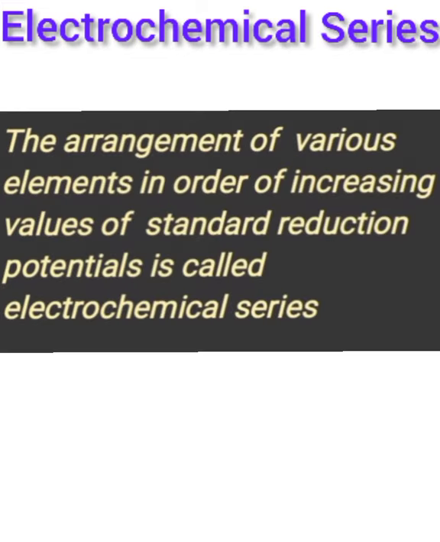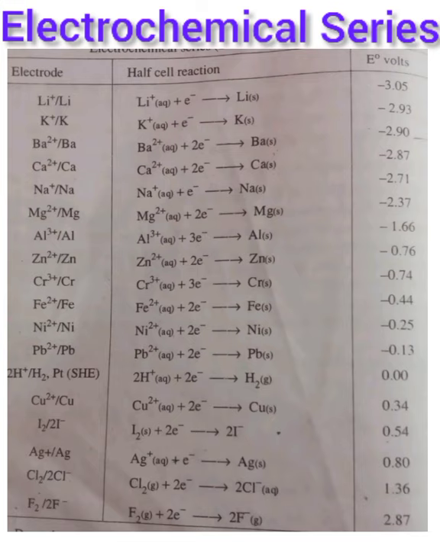Next is electrochemical series. Electrochemical series is the arrangement of various elements in order of increasing values of standard reduction potentials. Starting with lithium, the value is -3.05. Then the last one, that is fluorine, F2/2F-, its value is 2.87. So the reduction potentials of various elements are in between -3.05 and 2.87.